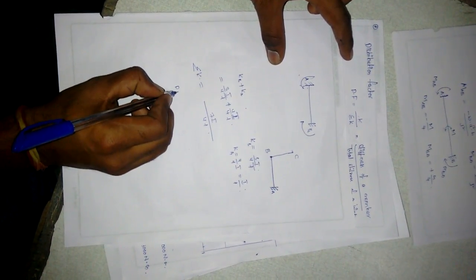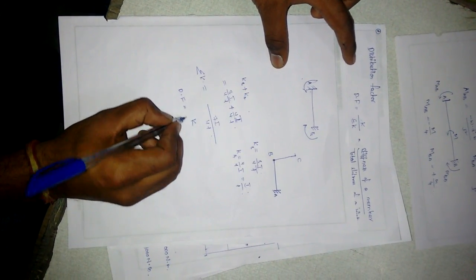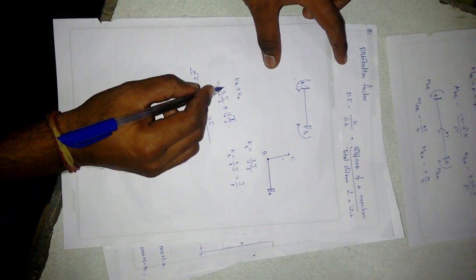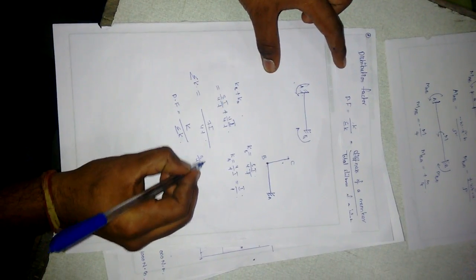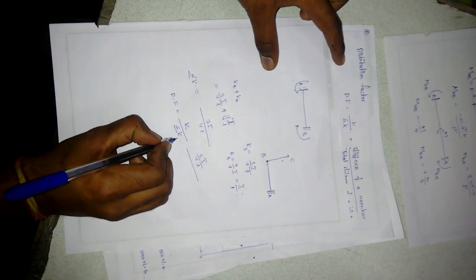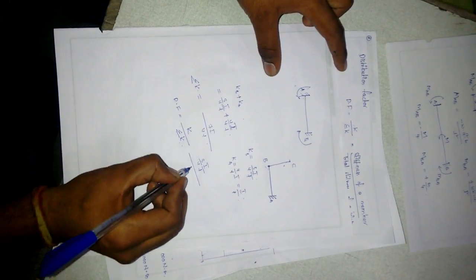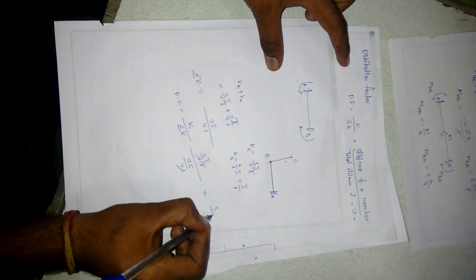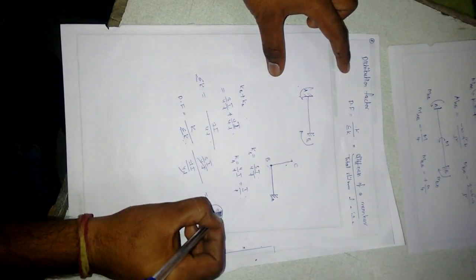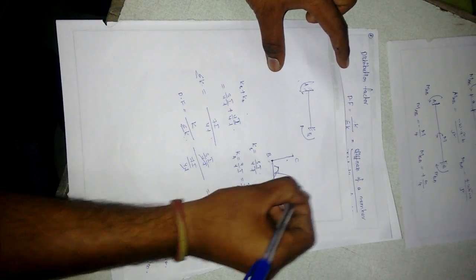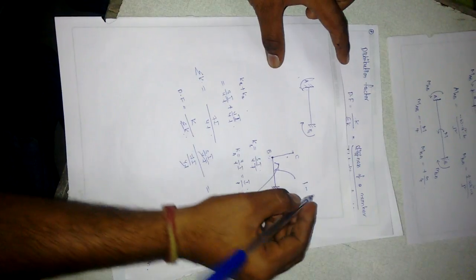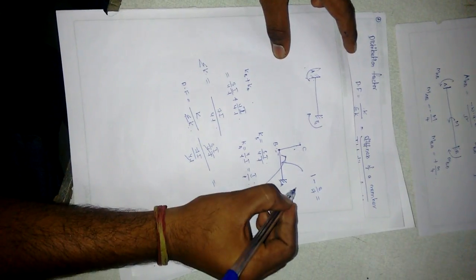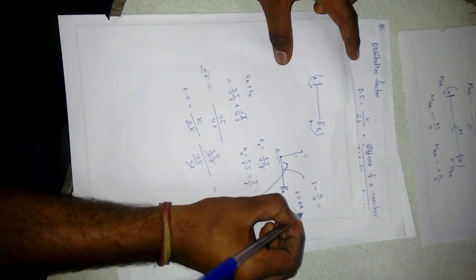Now the distribution factor is the stiffness factor of a single member by the stiffness factor of the total joint. For the single member BC, the stiffness factor is 3 by 4 I by L, and the total stiffness of the joint is 7 I by 4L. The 4L cancels, giving 3 by 7. This is the distribution factor of BC. And the distribution factor of BA is 1 minus that of BC, that is 4 by 7. This gives the distribution factor of AB.